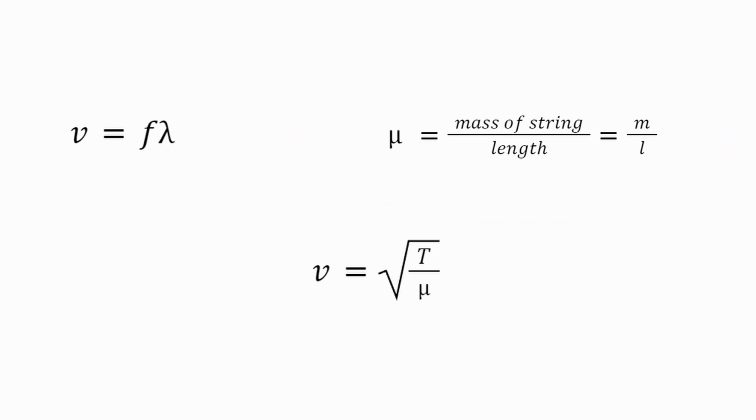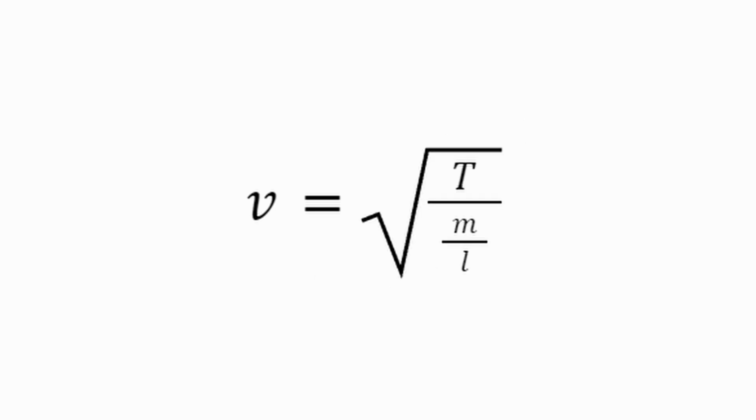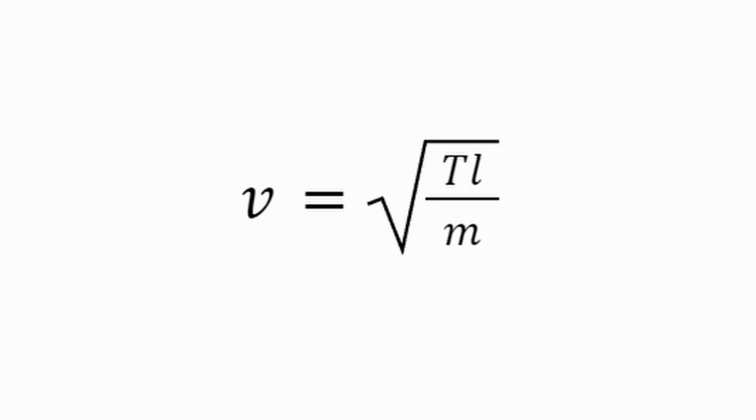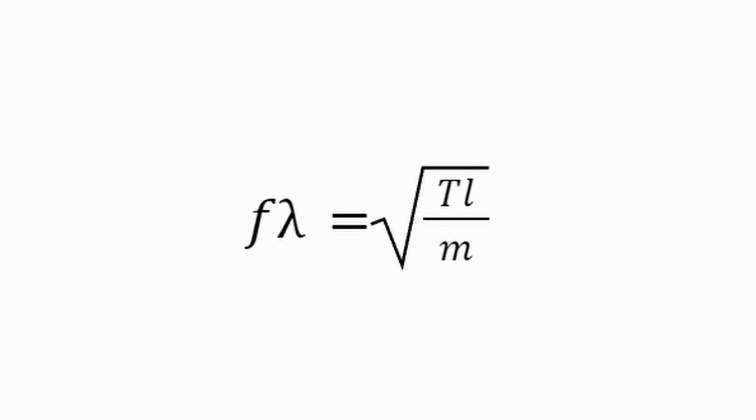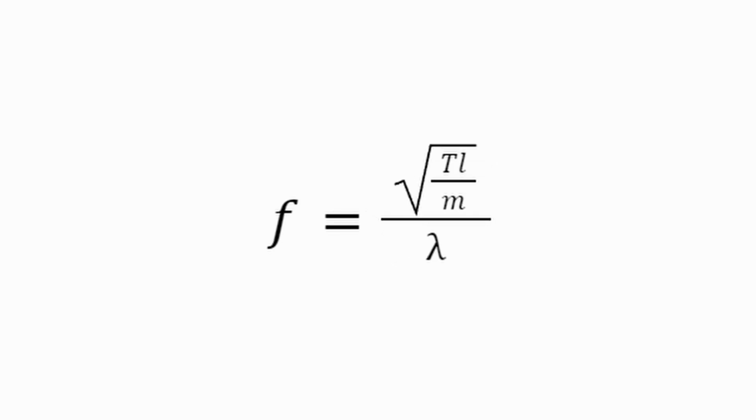We want to combine and rearrange these equations so we have an equation for frequency. First replace mu with mass m over length l, then rearrange to get wave velocity equals the square root of tension times by the length of the string divided by the string's mass. Then, using the wave equation, we can replace the v with frequency times wavelength, and finally divide by wavelength to give our complete equation of frequency equals the square root of tension times length over mass, and then all of that over the wavelength.